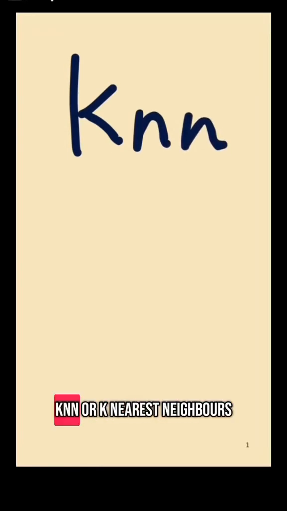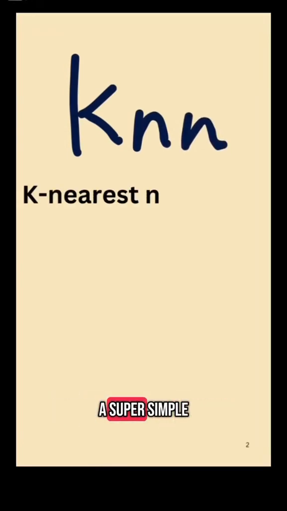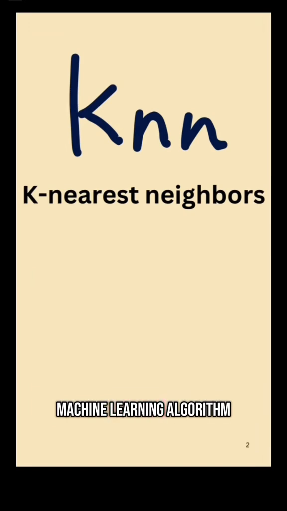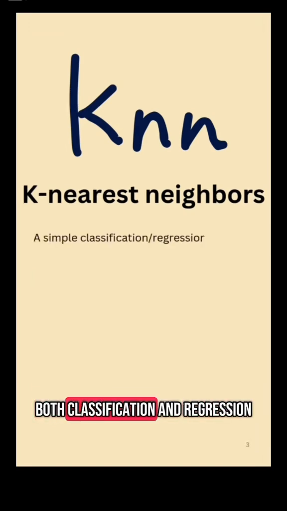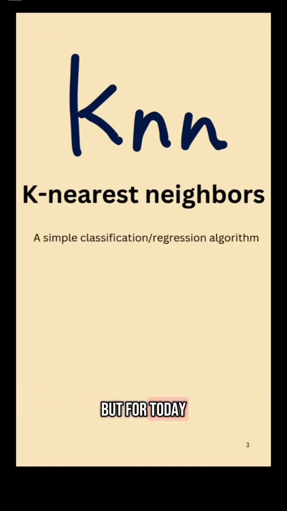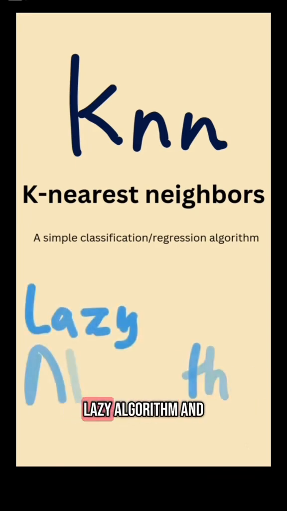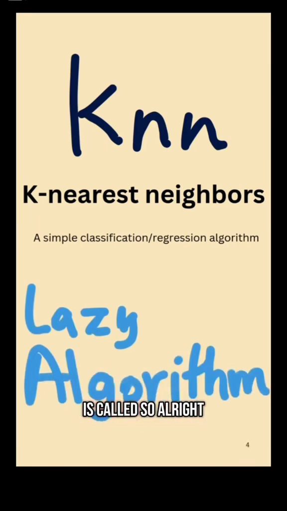Let's talk about kNN or k-nearest neighbors, a super simple and popular supervised machine learning algorithm. It's used for both classification and regression, but for today, let's focus on kNN as a classification algorithm because that's where it really shines. Also, kNN is known as a lazy algorithm, and we'll see later why it's called so.